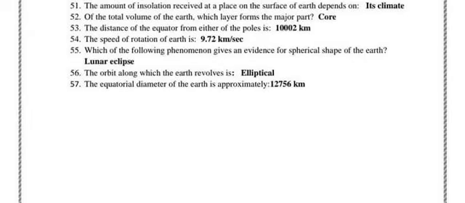Which of the following phenomena gives evidence for the spherical shape of Earth? Lunar eclipse. The orbit along which the Earth revolves is elliptical. Equatorial diameter of Earth is approximately 12,756 km.